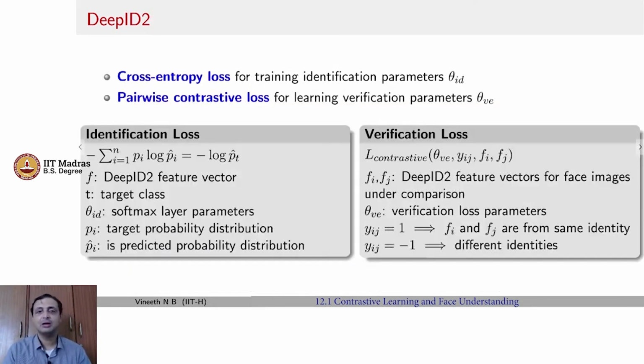How is this implemented? In Deep ID 2, cross entropy loss is used for the identification parameters, and pairwise contrastive loss is used for learning the verification parameters. So you have theta ID, which correspond to the weights of the identification module, and theta verification, which correspond to the verification module. The identification loss is given by cross entropy, as you can see here, where theta ID are the softmax layer parameters, the last layer parameters for identification, and similarly the pairwise contrastive loss, where the verification loss parameters are given by theta VE.